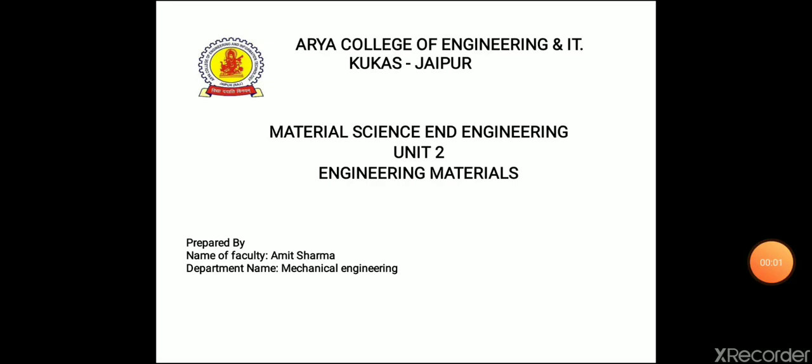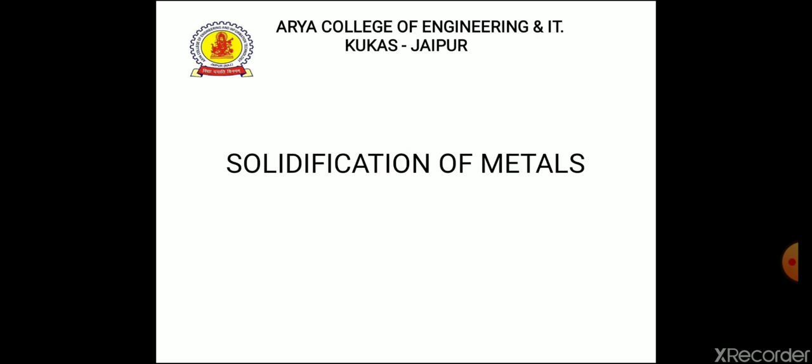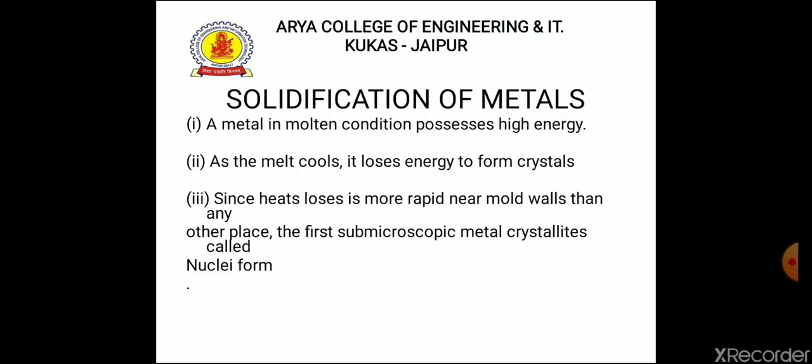Hello. Now again in Material Science and Engineering, Unit 2, Engineering Materials. The topic is solidification of metals. What is this solidification of metal? The first one, a metal in molten condition possesses high energy. Second one is, as the melt cools, it loses energy to form crystals.